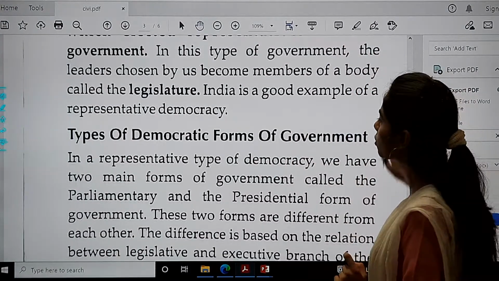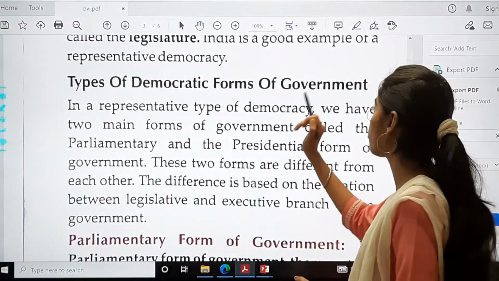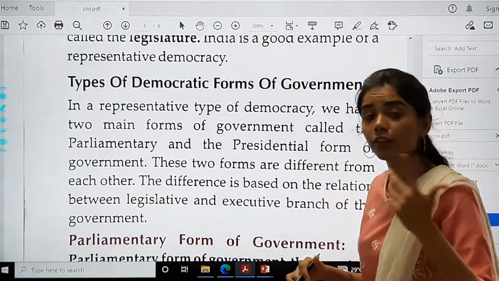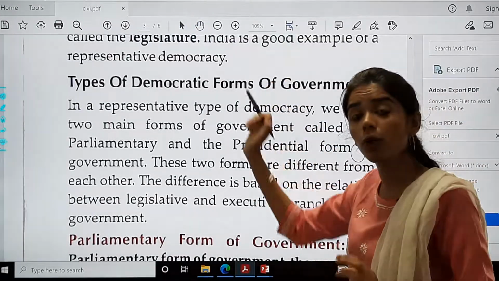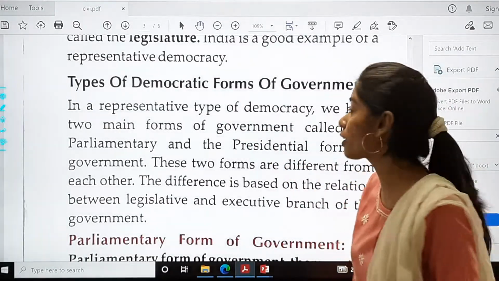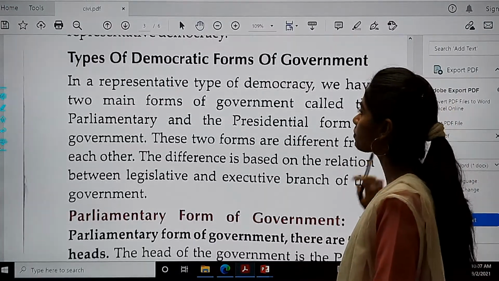Now, today we are going to start with types of democratic forms of government. Now, both of these categories are different. First one was types of democracy, and this one is types of democratic forms of government. So, let's start with it.